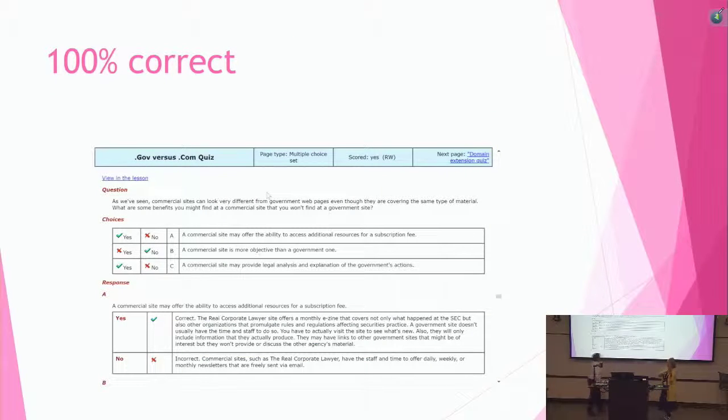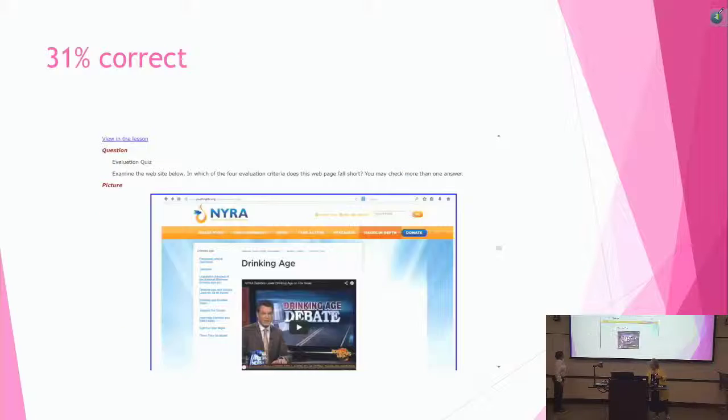All right, so now this is back to that first question where my students got 100%. This is the question that was in the lesson. And the next one is the question where they only got 31% correct, and this was evaluating this website. I'm going to have to have more discussion on evaluating a website, because they should have said this web page fell short of all 4 evaluation criteria.